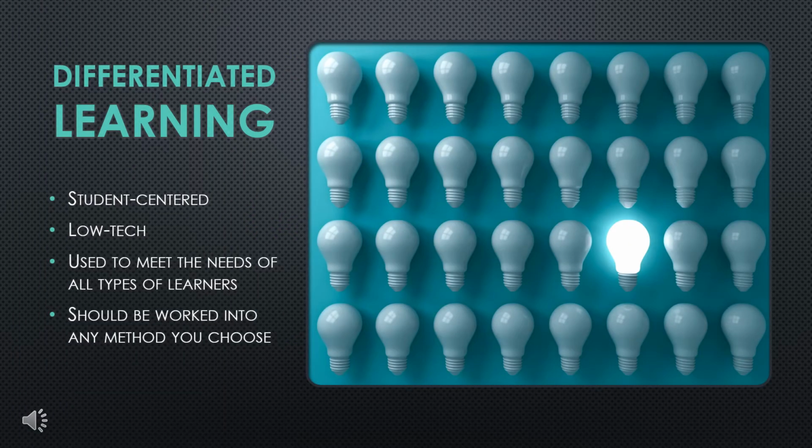So to elaborate a bit on differentiated learning, this is a student-centered method of teaching. It relies on data to make the lesson accessible to all students. It's typically low tech, though programs and different things can be used, but it's used to meet the needs of all types of learners. So you don't necessarily change what you're teaching, but you might change how you teach it, the activities that are done. You might use some note cards and labels to help some students along, and then you can also change the way that you assess these students.